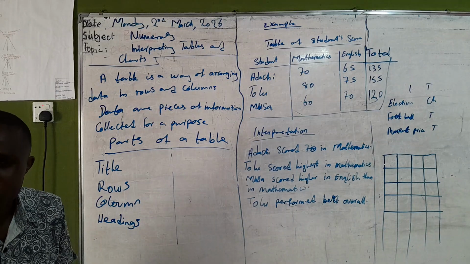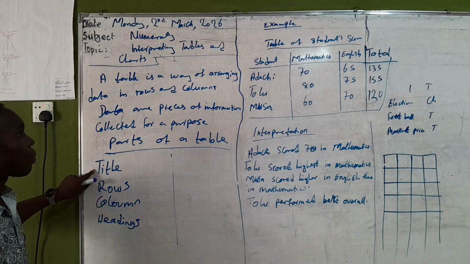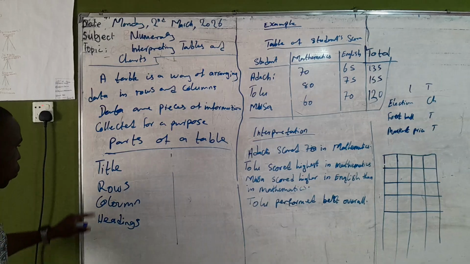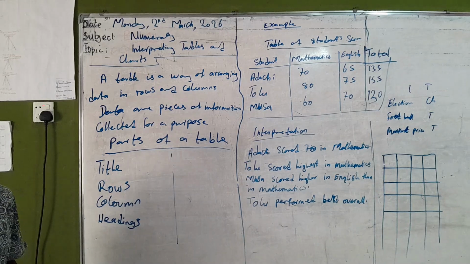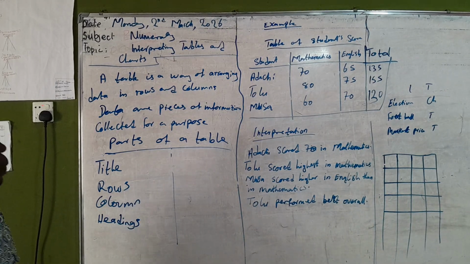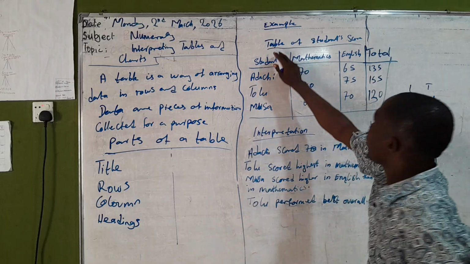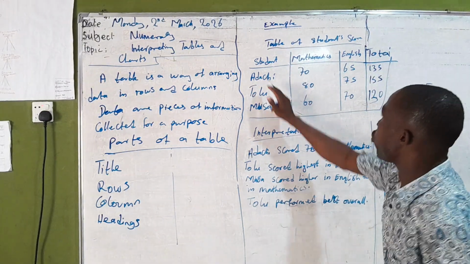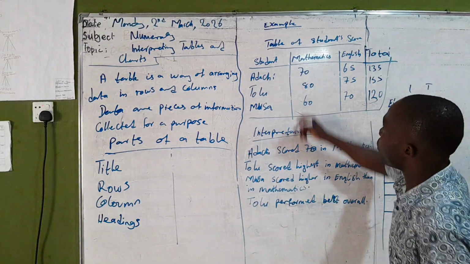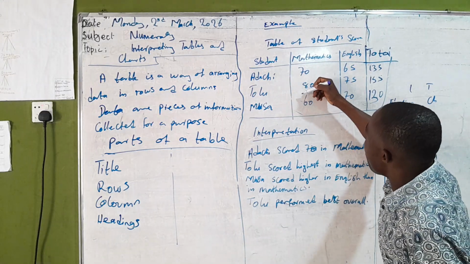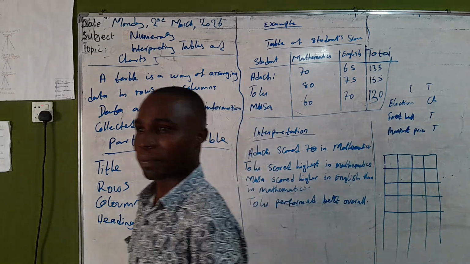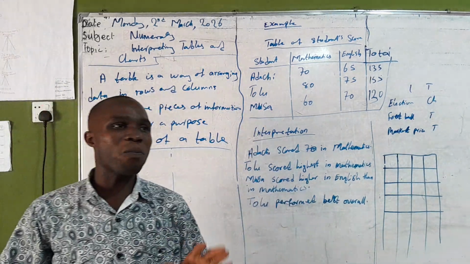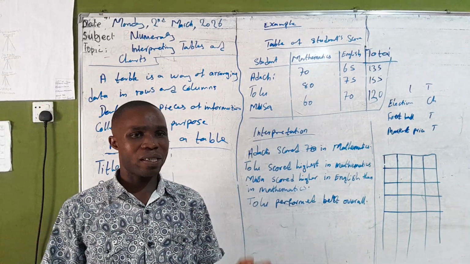Part of a table. Number 1, title. Number 2, rows. Number 3, column. Number 4, heading. So they form the parts of a table.